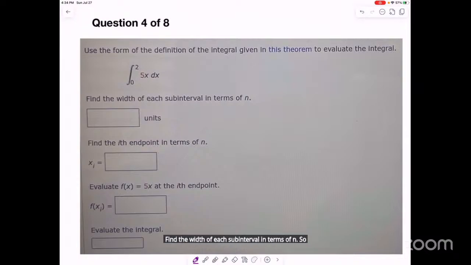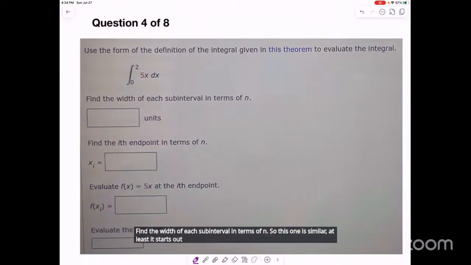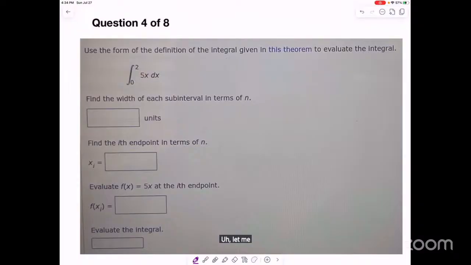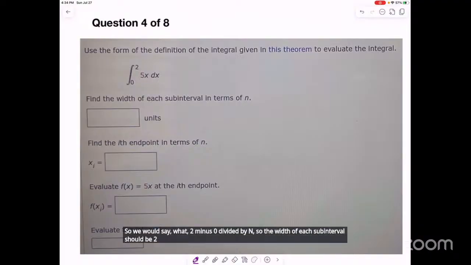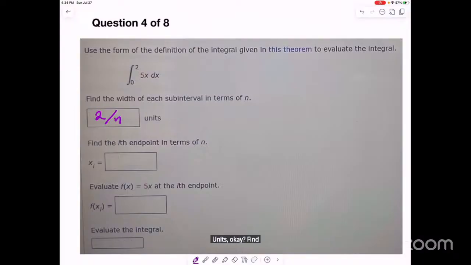So this one is similar, at least it starts out similar to question 3 that we just did a moment ago. Width of each subinterval in terms of n. So we would say 2 minus 0 divided by n. So the width of each subinterval should be 2 over n units. Okay. Find the ith endpoint in terms of n.